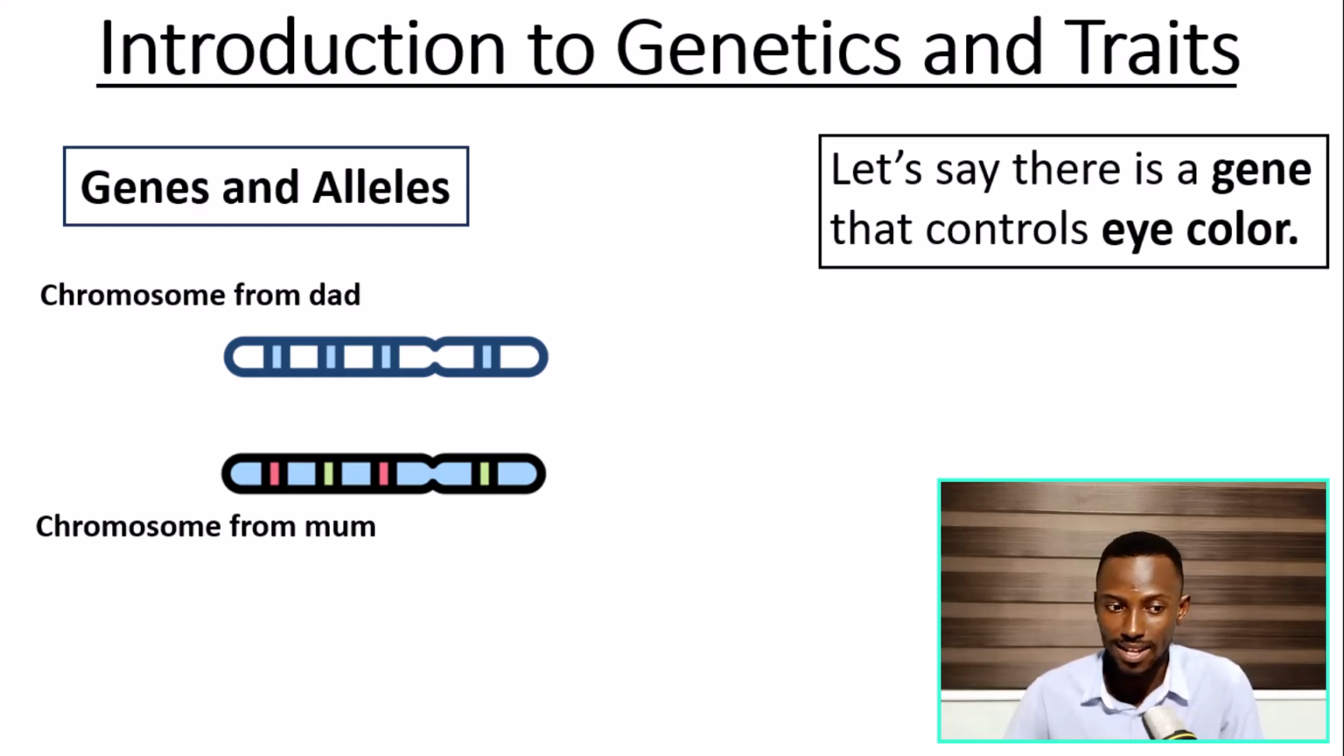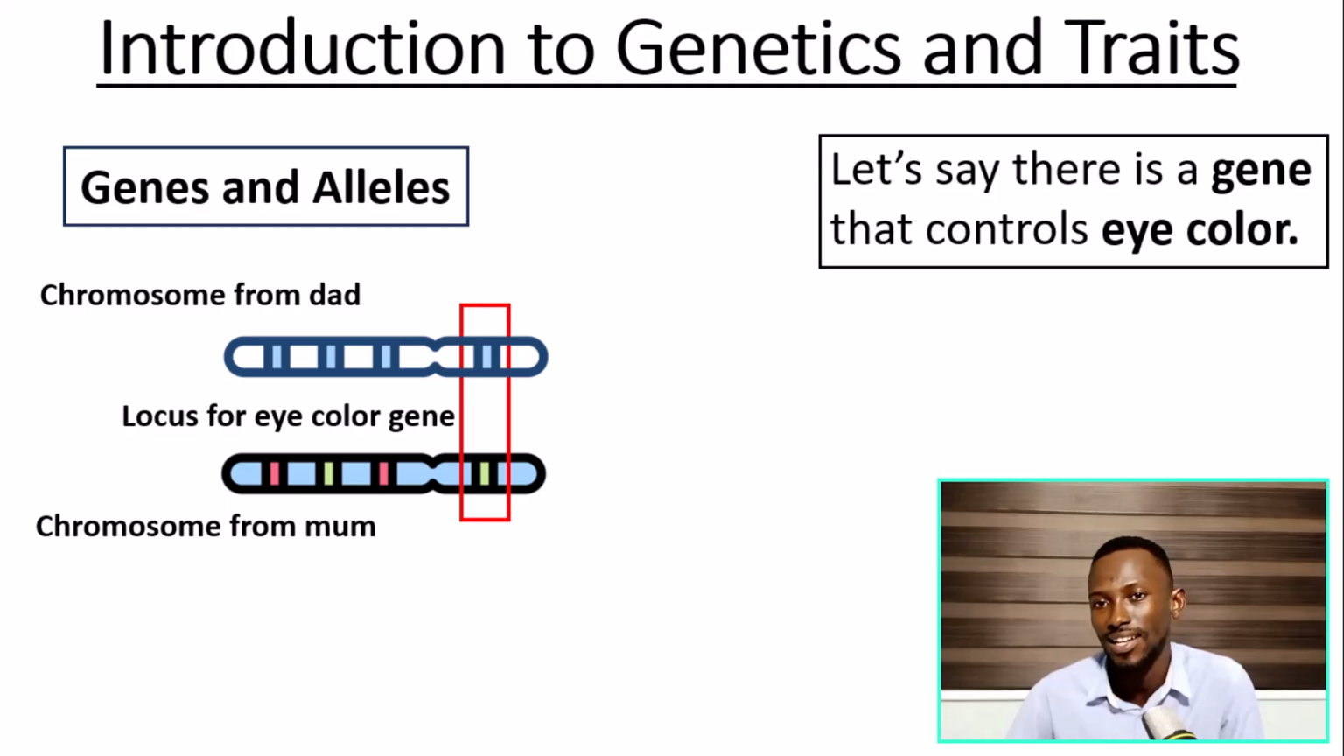But for that eye color, dad is going to give his contribution to the eye color, and mom is also going to give her contribution to the eye color. So that section is known as the locus for the eye color gene. On dad's chromosome and on mom's chromosome, on that same homologous chromosome, there is a location. The location is what you are referred to as the locus. So that locus for the eye color gene, that same instruction is found on dad's gene, and the same thing is found on mom's gene.